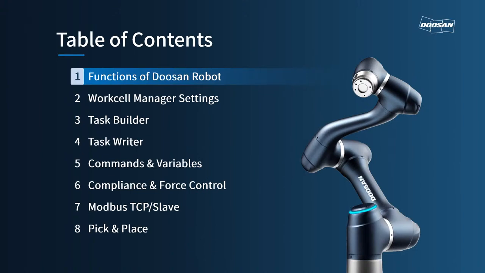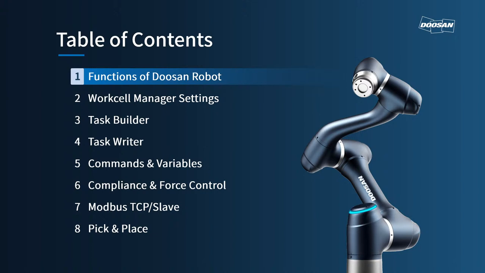This training consists of 8 parts. Part 1 describes the function of the Doosan collaborative robot to help understand the collaborative robot. Part 2, DART Platform, Windows teach pendant software for setting up the robot work environment. Parts 3 and 4 describe Task Builder and Task Writer, how to program. Part 5, the commands and variables for programming.